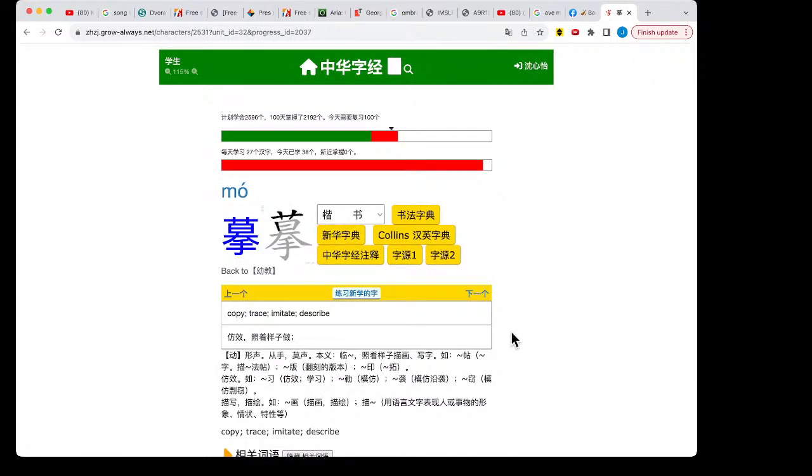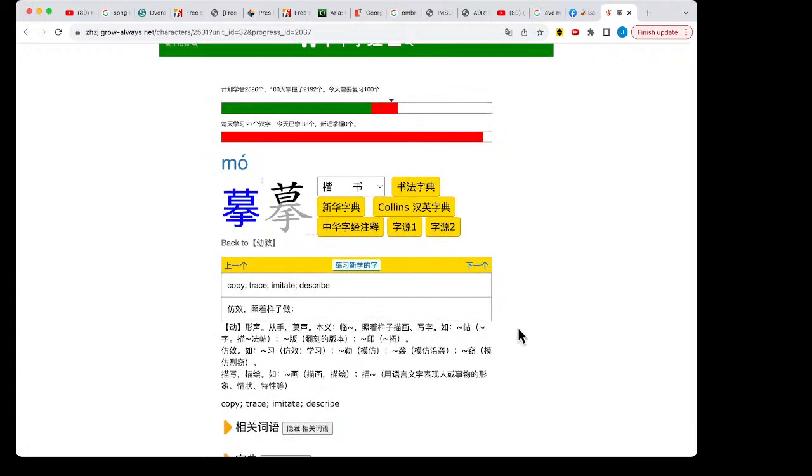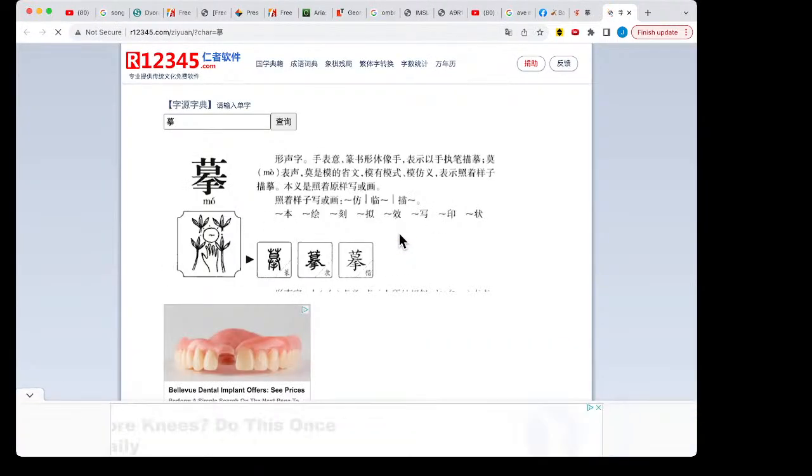Next one, 摹. It means copy, trace, imitate, or describe. Basically you try to exactly copy what you see and trace it down. This is called 摹. Imitate, this is called 摹. 临摹, 摹仿, 摹习.